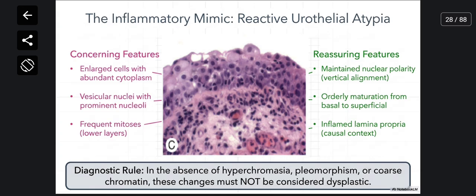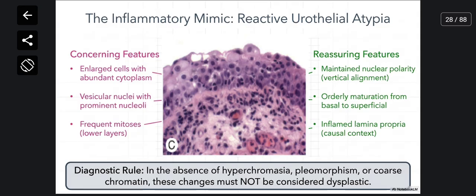So what are the features that are better, where you feel like it's not so bad? It's okay, it's not a malignant condition. There will be maintained nuclear polarity. There's a vertical nucleus. There is no haphazard arrangement, and the order of maturation towards the superficial layers is maintained, and you have a context of inflammation in the lamina propria.